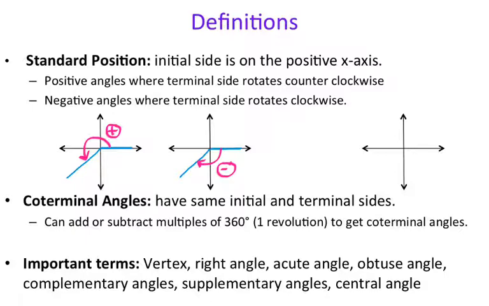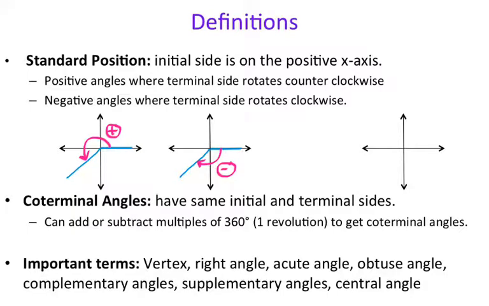The fact that the two angles that I drew have the same terminal sides makes them coterminal angles. So that's the next definition: they have the same initial and terminal sides. When you're finding coterminal angles, you can add or subtract a full rotation or revolution, and that'll be multiples of 360 for degrees and multiples of 2 pi once we start talking about radians.